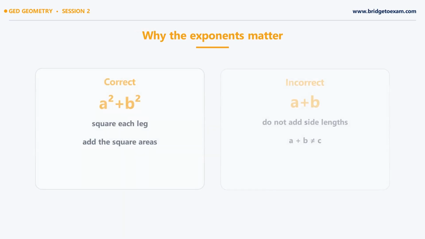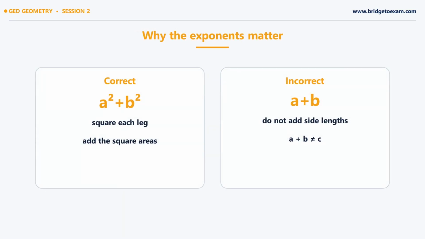The equation is a squared plus b squared equals c squared. The letters a and b are the legs. C must be the hypotenuse. We square each length because the theorem compares areas built on the sides. Adding a plus b is a different operation and does not give the diagonal.